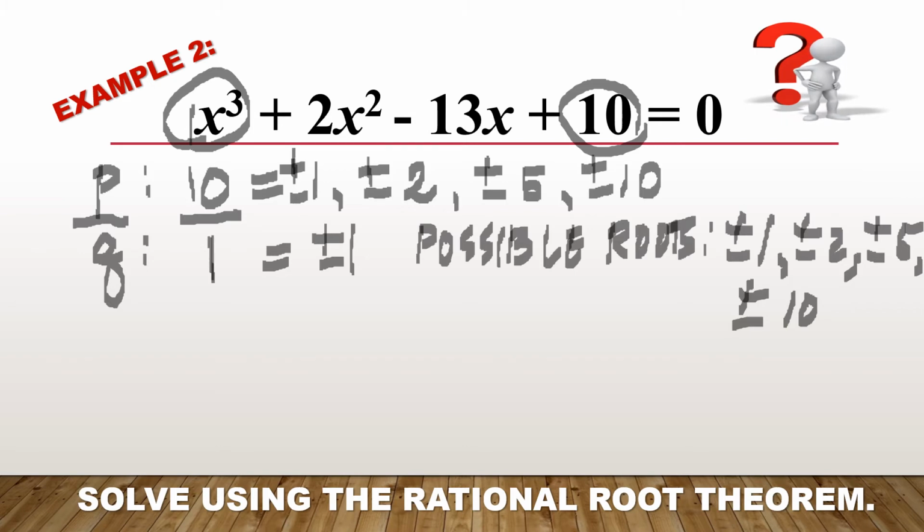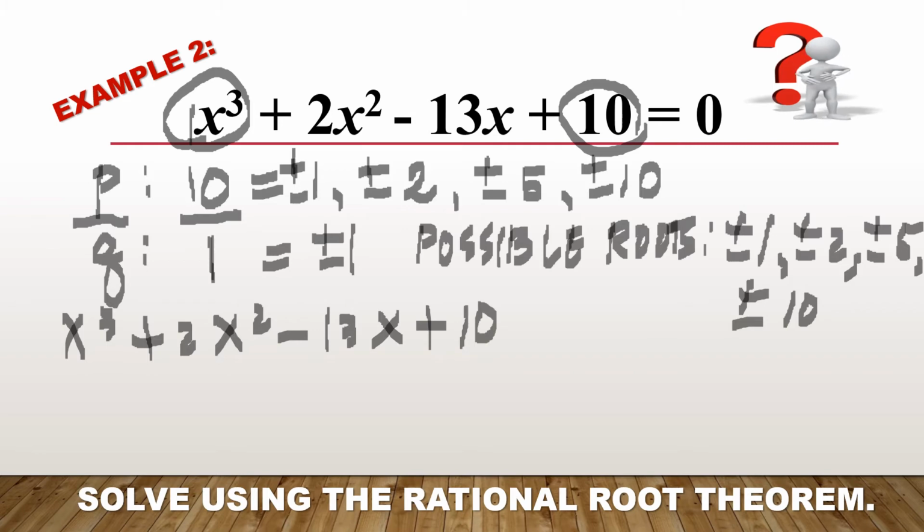we are now doing rational root theorem, but then we still need the previous theorem, which is remainder theorem. We can determine whether 1, 2, 5, and 10 are roots of the given using remainder theorem. So we have to check it one by one. So let's have first positive 1. The given is x cubed plus 2x squared minus 13x plus 10. So let's have first 1.